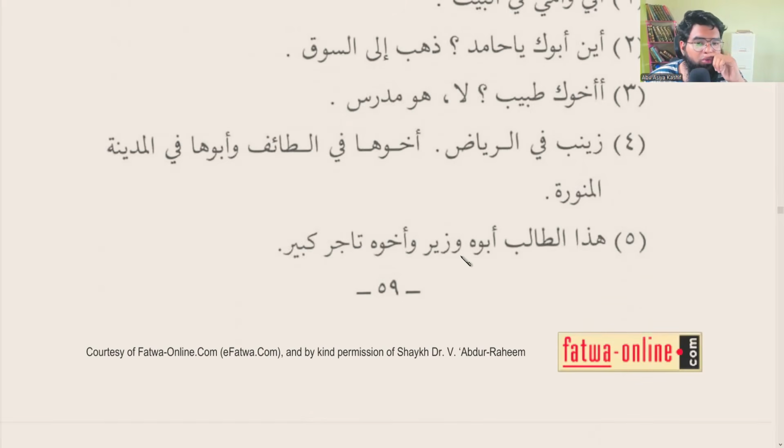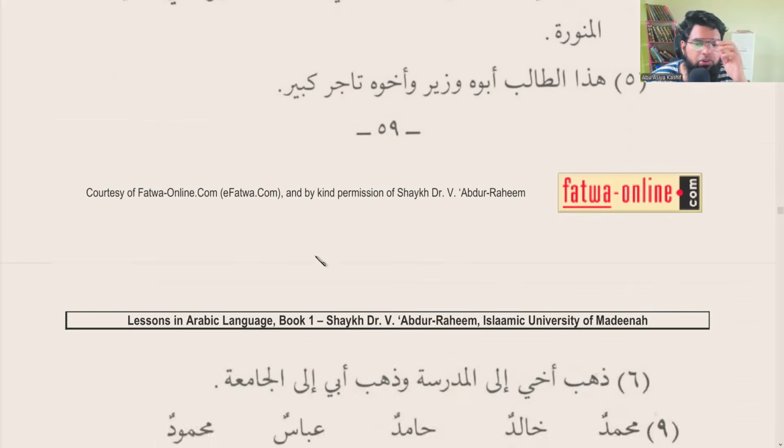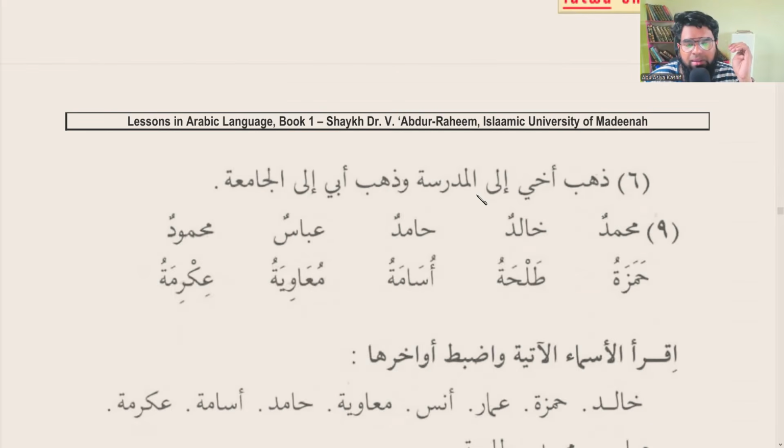هذا الطالب أبوه وزير وأخوه تاجر كبير. This student, his father is a minister and his brother is a big trader. ذهب أخي إلى المدرسة وذهب أبي إلى الجامعة. My brother went to the school and my father went to the university.